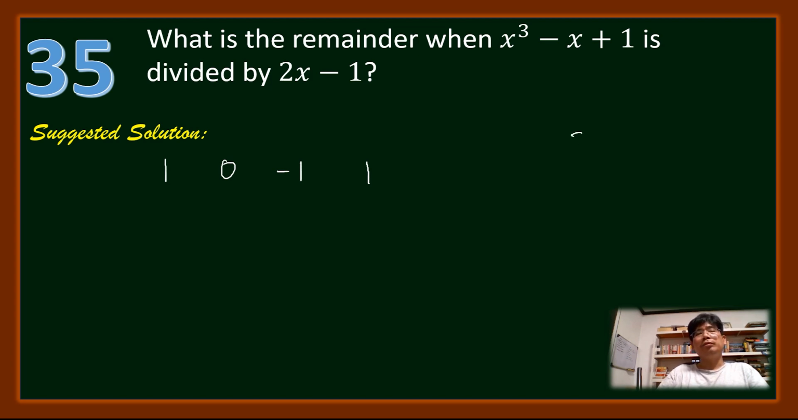For the divisor, we have 2x minus 1 equals 0. Let us get the value of x. 2x equals 1, so x is equal to 1/2.